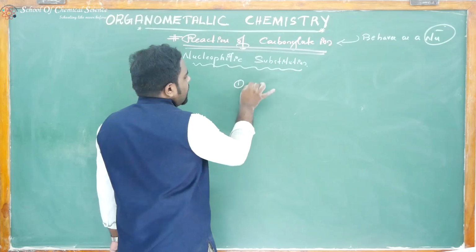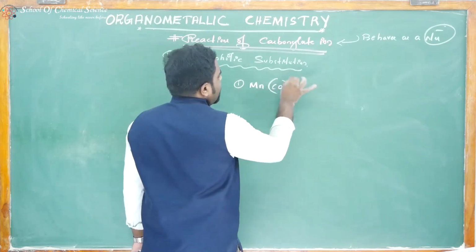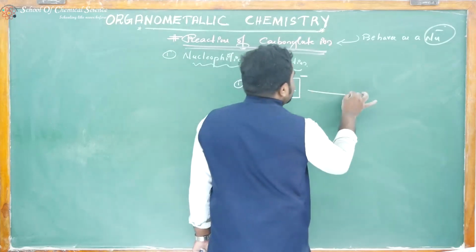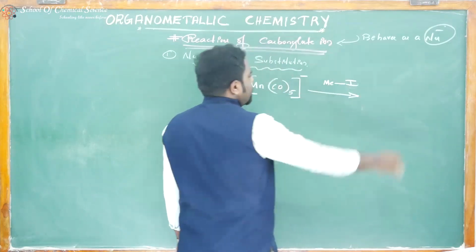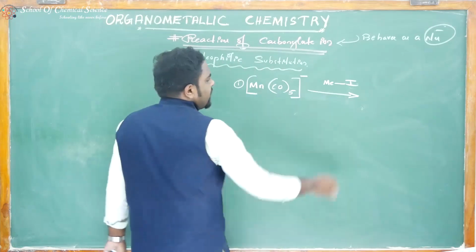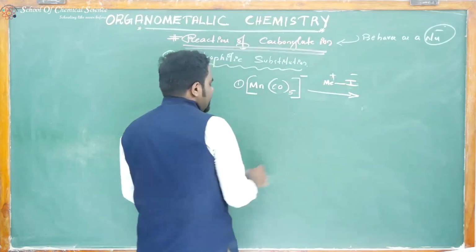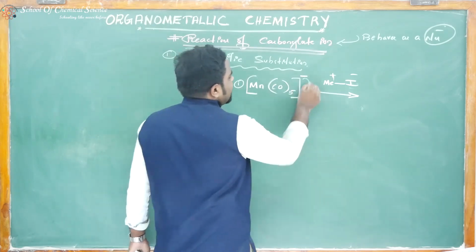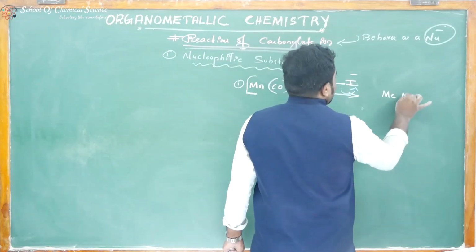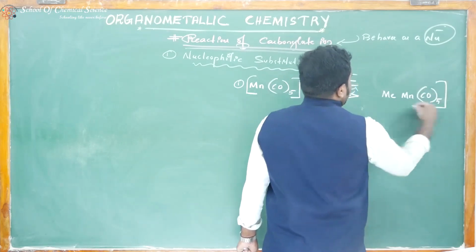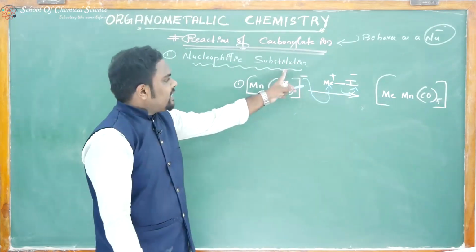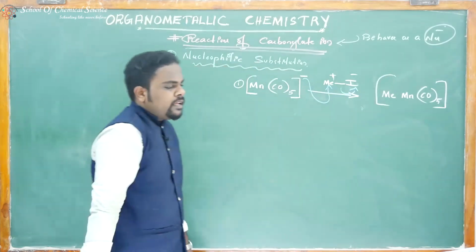For example, MnCO5 negative. This is a carbonylate ion, an 18 electron species. On reaction with methyl iodide, you know the carbonylate ion behaves as a nucleophile, so it will attack a positive center. So definitely this negative charge will attack this positive center, and I minus is eliminated. So your product will be methyl MnCO5, with no negative charge. Find the electron count: manganese is 7 plus 10 plus 1, 18. So the negative charge attacks the methyl by SN2 attack and I minus is eliminated.